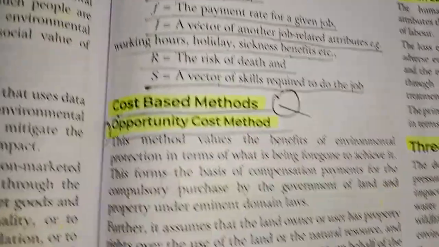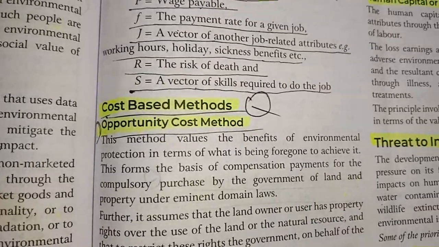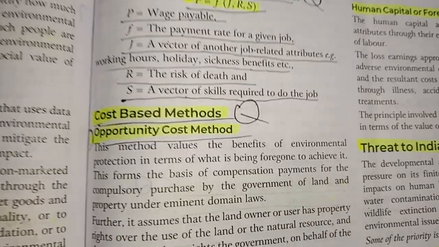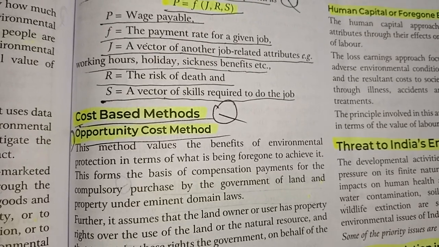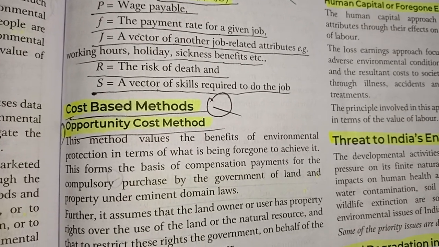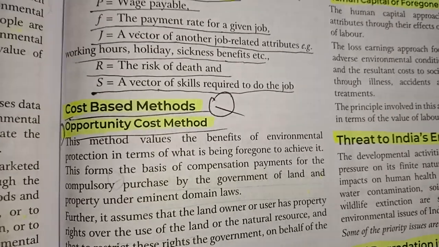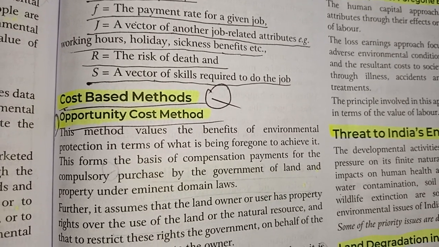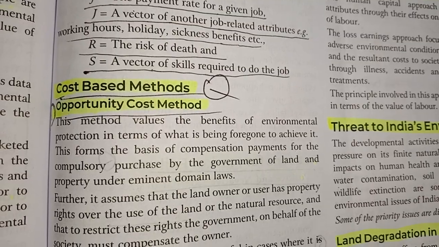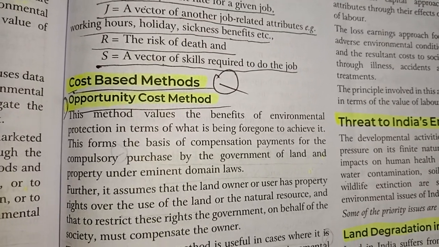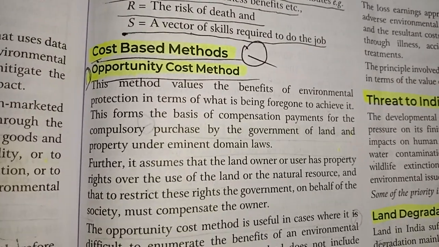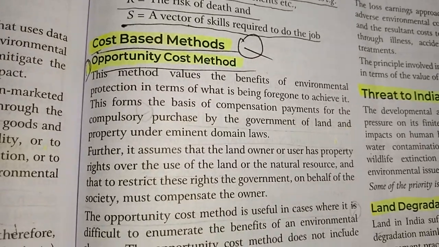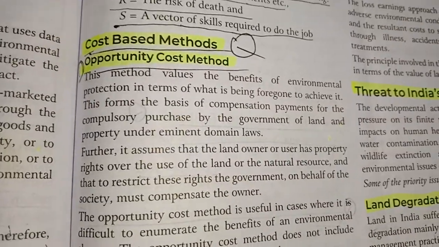Cost-based methods. Opportunity cost method. The method values the benefits of environmental protection in terms of what is being foregone to achieve it. This forms the basis of compensation payments for the compulsory purchase by the government of land and property under eminent domain laws.